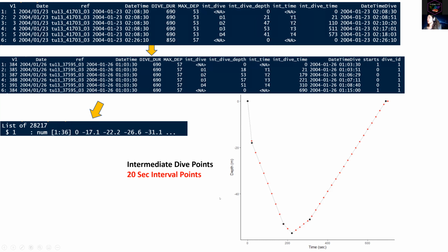And so this is what the data looks like. This little plot on the side shows you, for one example dive, the raw data points, which would have come from the data itself, including the surface and end times. There are 4 intermediate points, and one of them is the maximum point. And then I took 20-second interval points along that dive time series using the na.approx interpolation function. So basically just fitting a straight line between the points so that I can compare them.